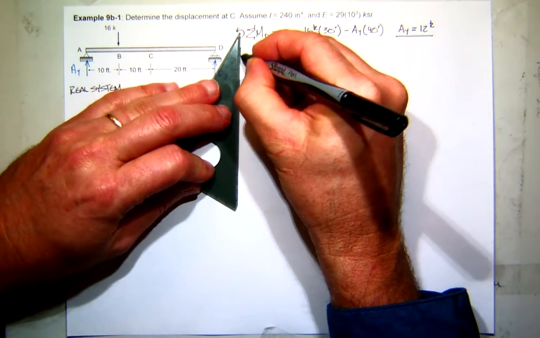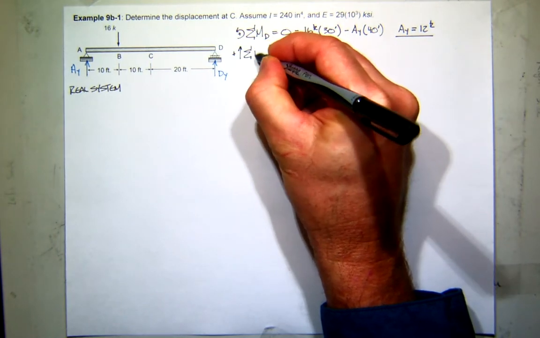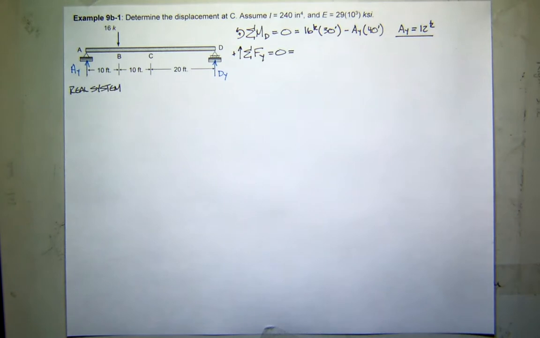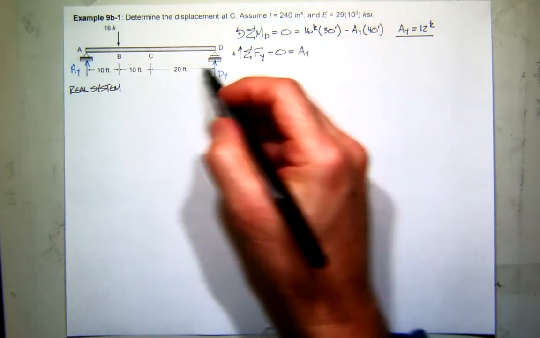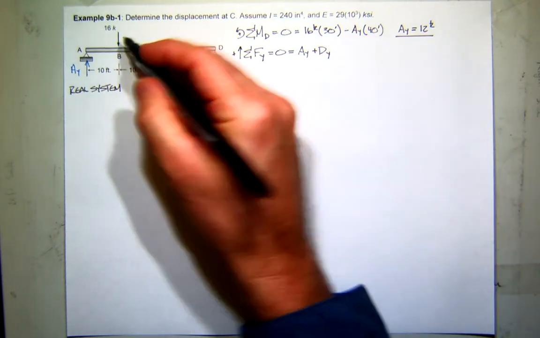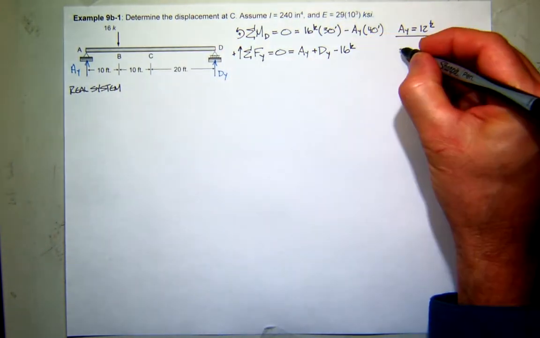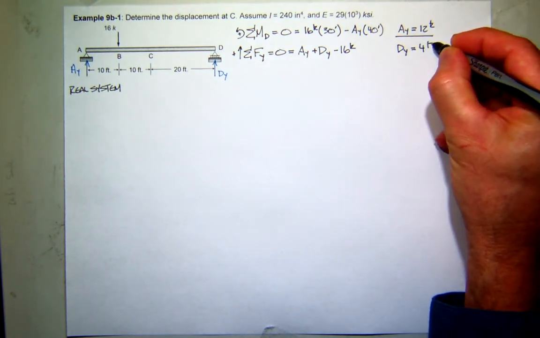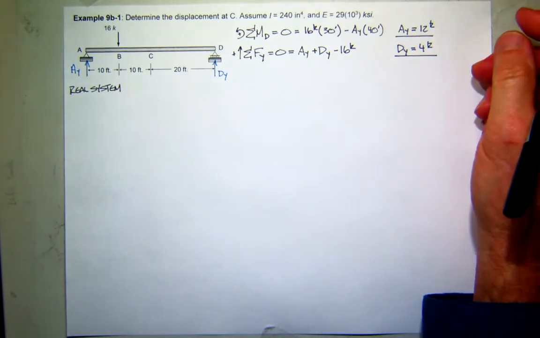And then, to find DY, I can quickly sum forces in the Y direction and find that. So I see that AY is acting up on my free body diagram. DY is also up, and then I have my 16 kips acting down. So it looks like DY is 4 kips. Okay?